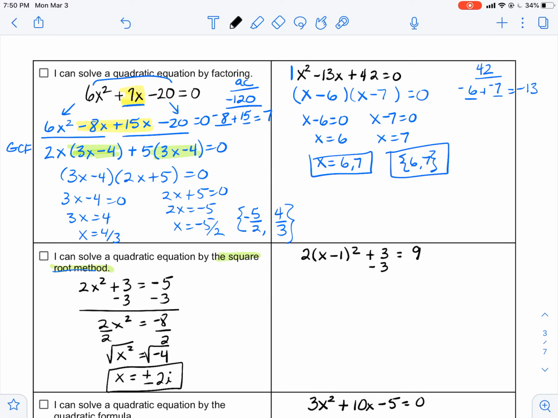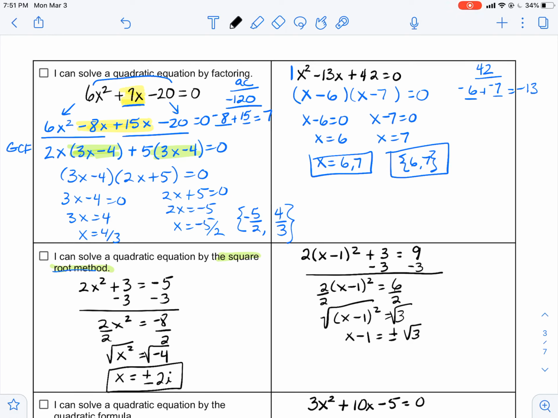So for this one, I'm going to subtract 3. So I'm going to get 6. I need to divide off the 2. Okay, I'm going to square root both sides. Do not forget the plus or minus. And then I need to move the 1 over, so I'm adding 1. So 1 plus or minus the square root of 3.